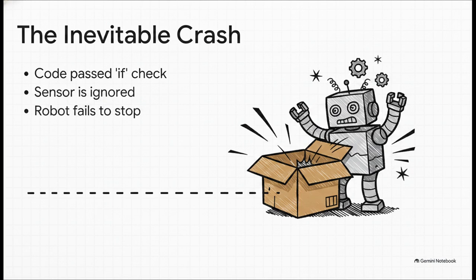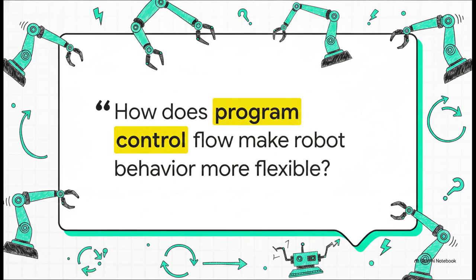This is exactly why debugging robot programs is so incredibly tied to understanding sequence and flow. We didn't have a broken sensor here. We had a broken program flow. To fix this crash, we really need to turn to our Unit 3 essential question: How does program control flow make robot behavior more flexible?